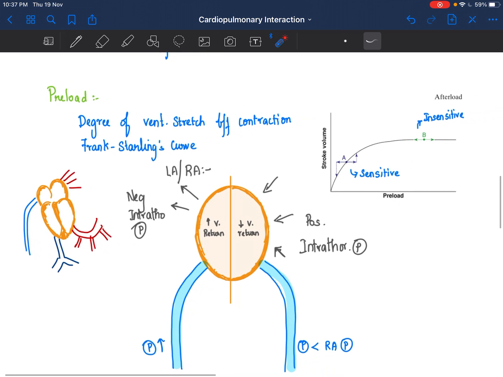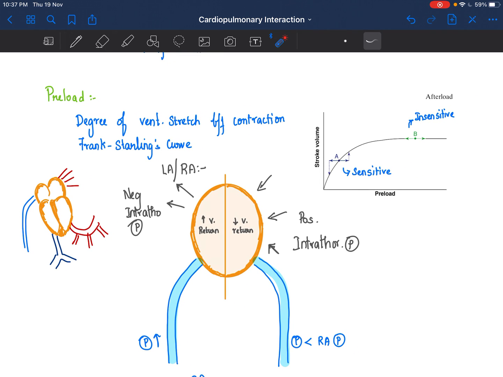So, preload. As far as preload is concerned, the changes are similar between the right side and the left side. So, let us start with the atrium. Preload is the degree of ventricular stretch before contraction, and it is dependent upon Frank-Starling's curve. Frank-Starling's curve we have been reading again throughout physiology, right. So, under physiological conditions, the amount of stretch is going to be equivalent to the amount of contraction, right.